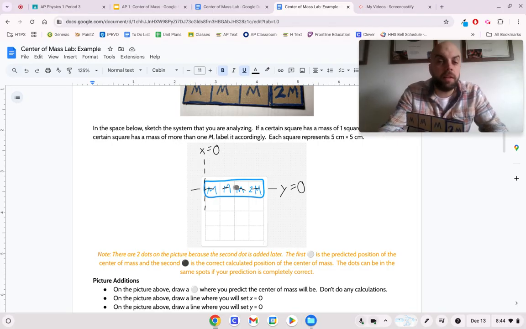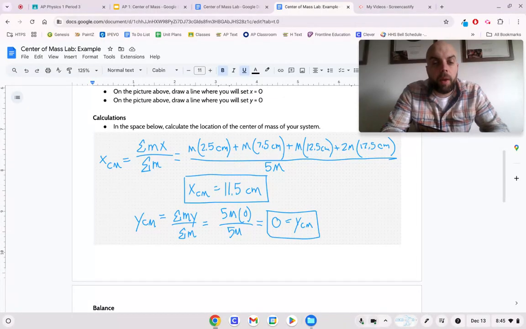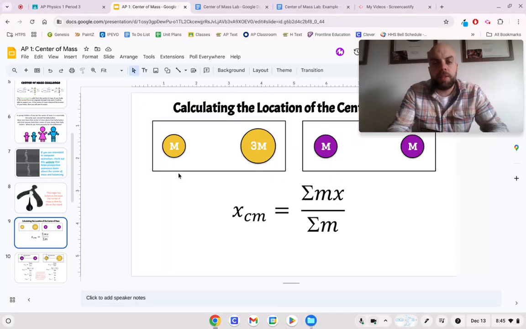The darker gray dot that you see on here is going to come later. After you actually calculate the location of the center of mass, you'll go back to your sketch and compare it to your predicted center of mass. For the first one, just guess. You can sometimes have an idea as to where a center of mass will be without actually doing exact calculations. Those exact calculations come next, when you're going to sum the mass multiplied by the position and then divide that by the sum of the masses. That's the same formula that's detailed in the center of mass presentation that is also posted on Google Classroom.